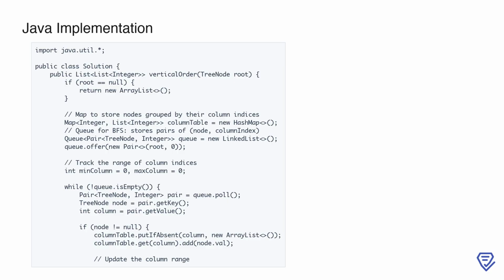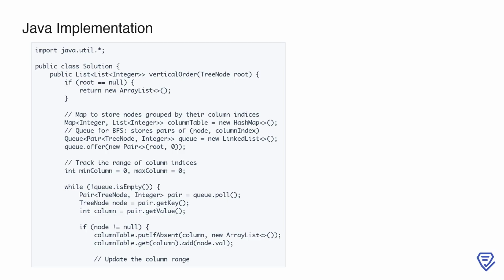First, we import the necessary classes from the Java standard library, including utilities like Map, Queue, and List. Inside the Solution class, we define the main method, verticalOrder, which takes the root of the binary tree as input. If the root is null, we immediately return an empty list since there's nothing to traverse. Next, we initialize a hash map called column_table to group nodes based on their column indices. This map will help us store lists of node values corresponding to each column.